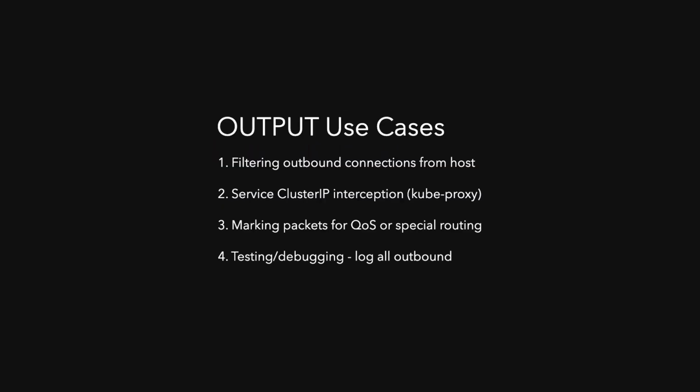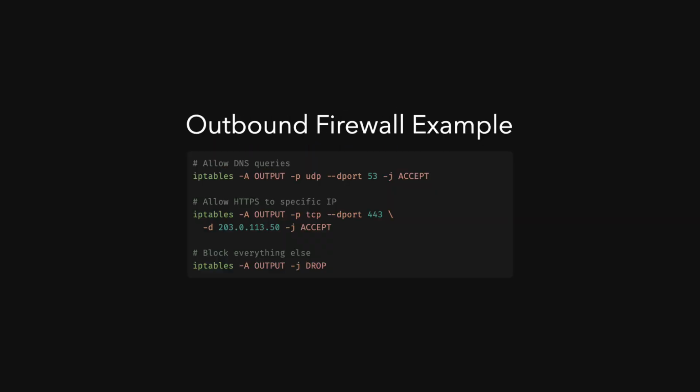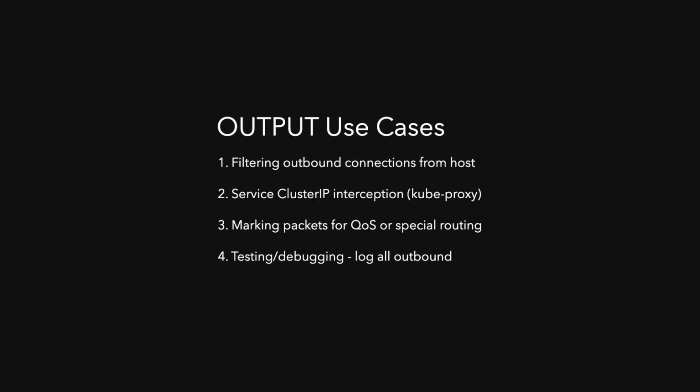Common use cases are filtering outbound connections from the host. For example, prevent certain processes from making outbound connections or block access to specific domains or IPs. It can be Service ClusterIP interception, for example in Kubernetes. If a pod on this node accesses a service, kube-proxy intercepts in output and does DNAT.